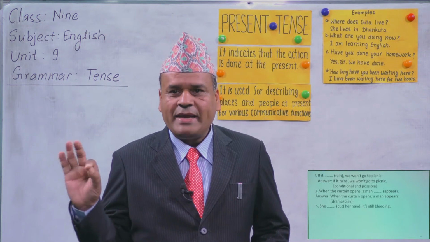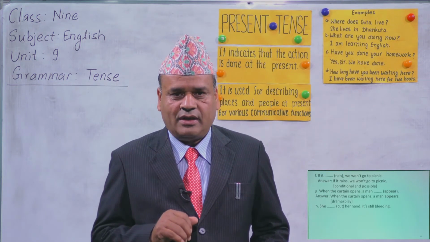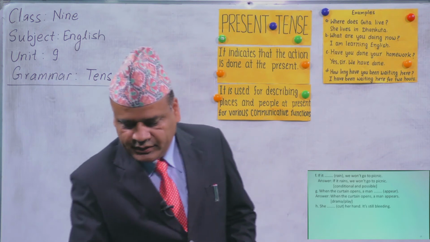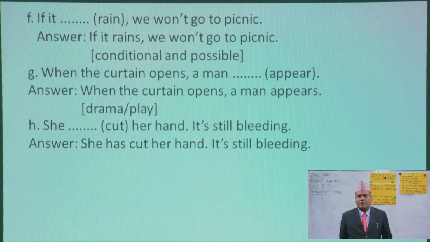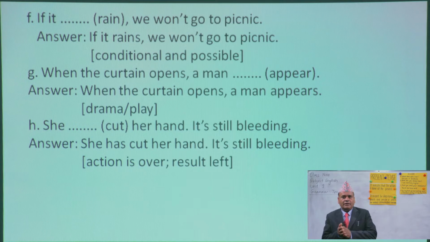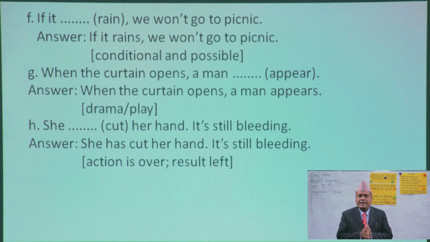We don't make any changes with this verb cut. So, you see here now, she has cut her hand, it's still bleeding. Okay, she has cut her hand and it's still bleeding. Okay, and next is action is over and result left. It is very important to know. All right.